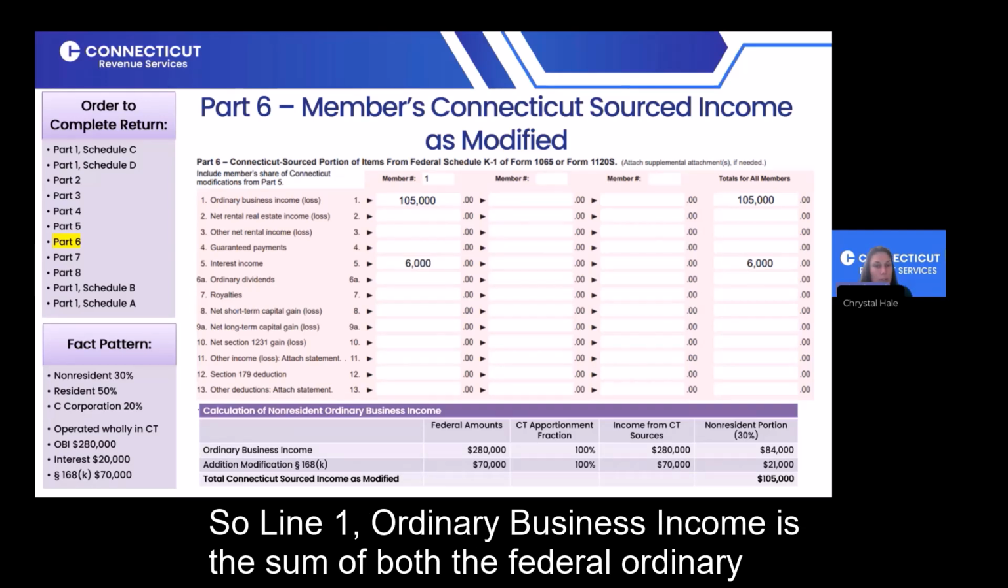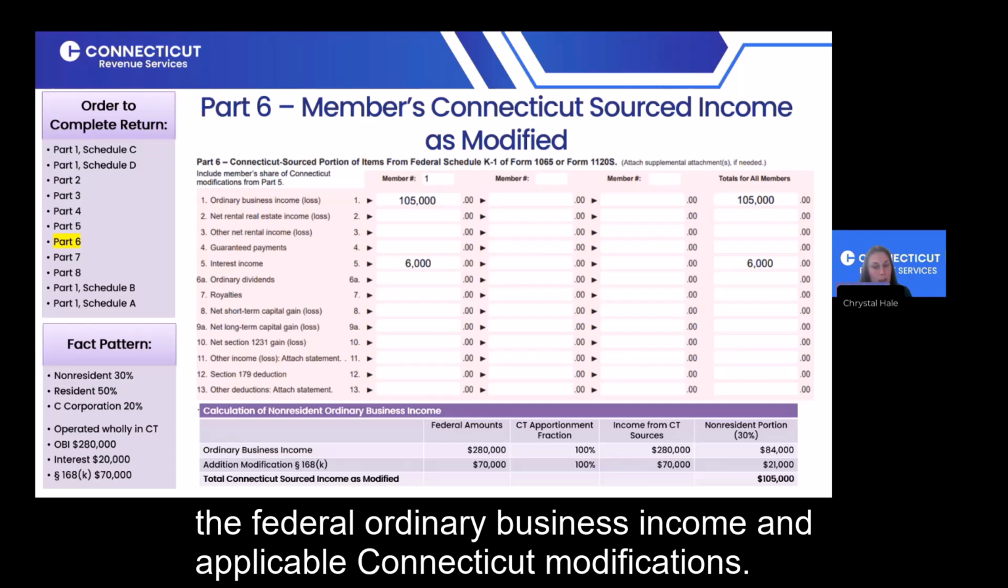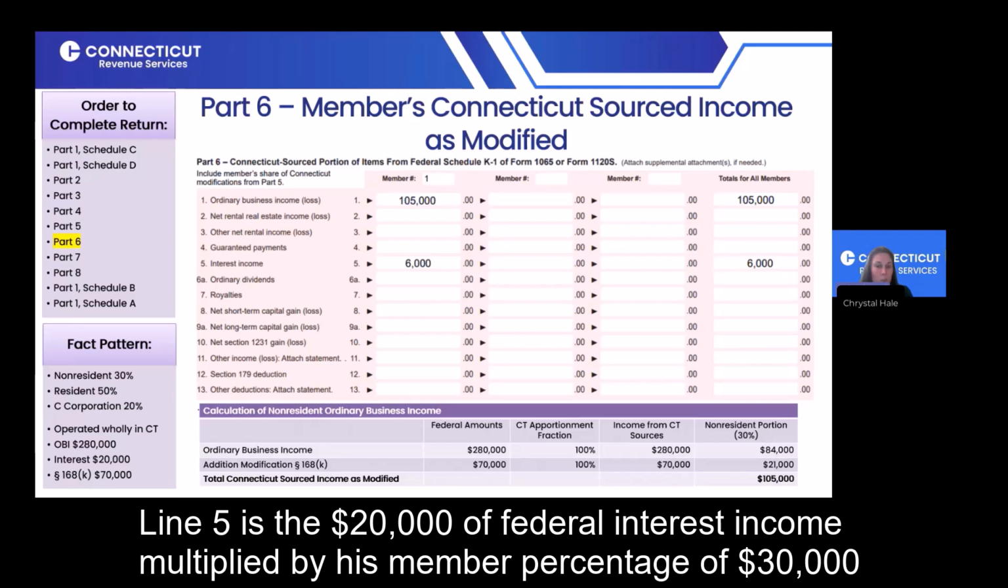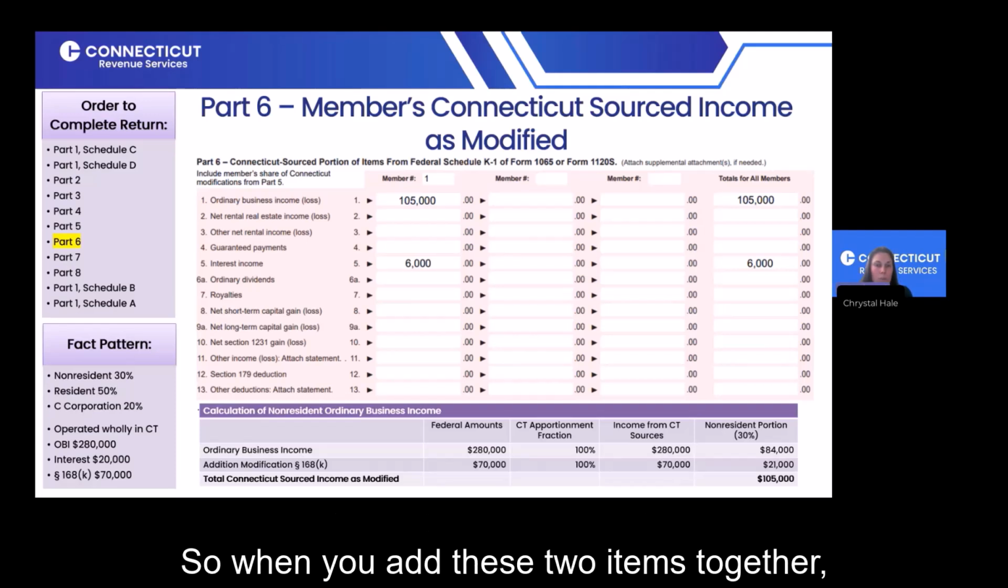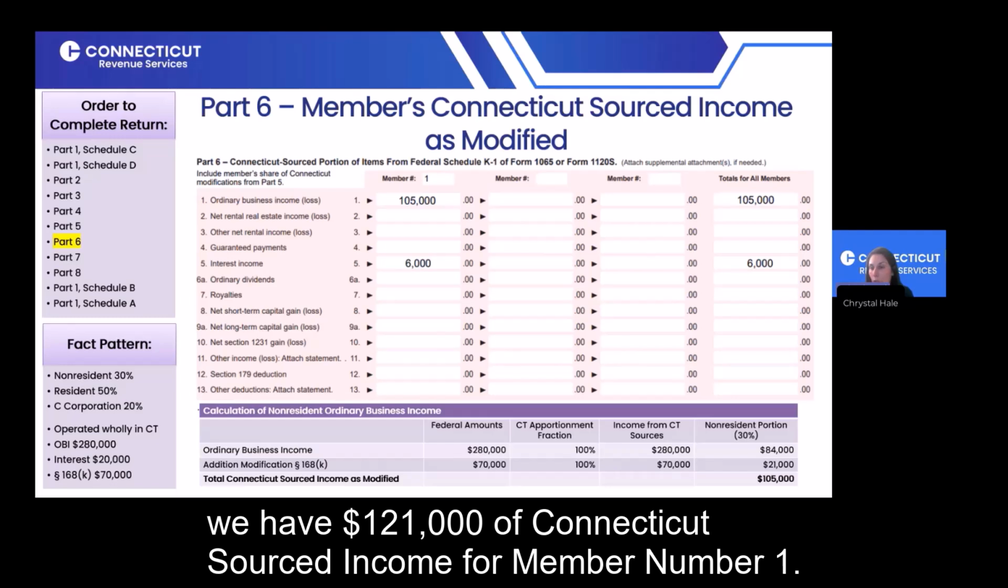So line 1, ordinary business income, is the sum of both the federal ordinary business income and applicable Connecticut modifications. Line 5 is the $20,000 of federal interest income multiplied by his member percentage of 30%. So when you add these two items together, we have $121,000 of Connecticut source income for member number 1.